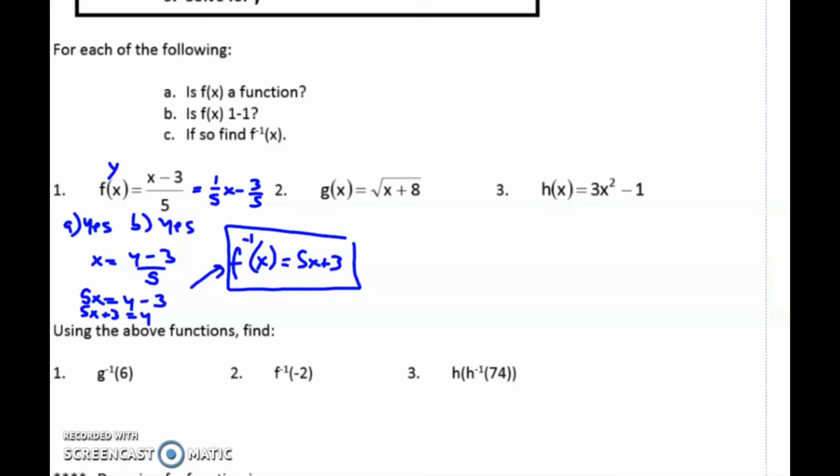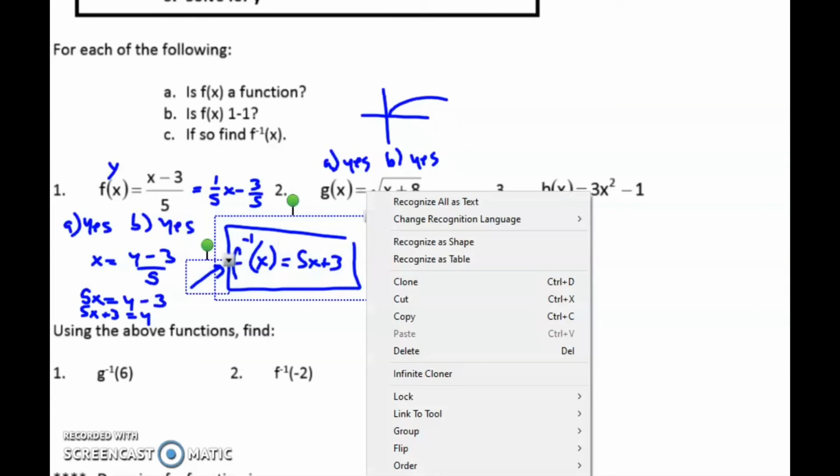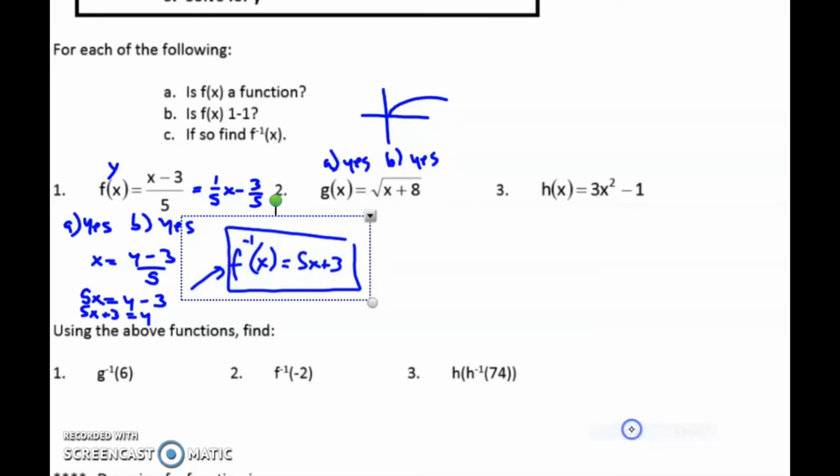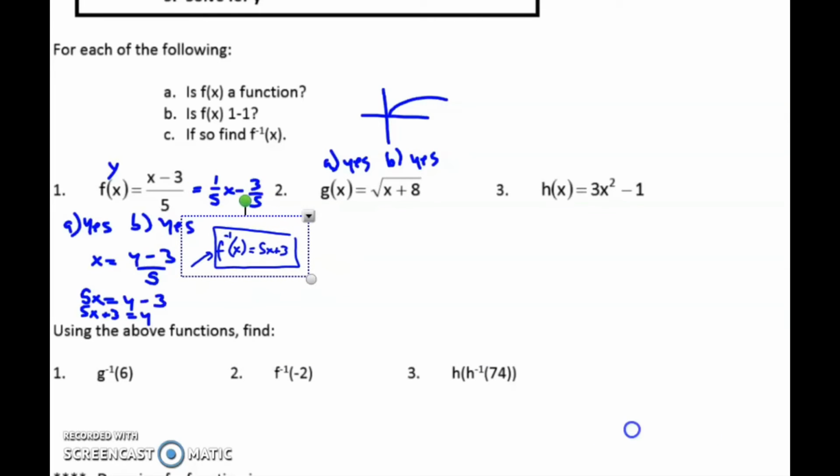There's our inverse function. All right, number 2, g of x equals square root of (x plus 8). Again, from our base functions, the square root graph looks like this. So for part A, obviously, yes, it's a function. Part B, is it 1 to 1? Yeah, that passes a horizontal line test. So now I need to actually find that. So let me shrink this up here a little bit real quick. Bear with me. All right, so again, what I'm going to do now is switch my x and y. It's going to be x equals square root of (y plus 8).